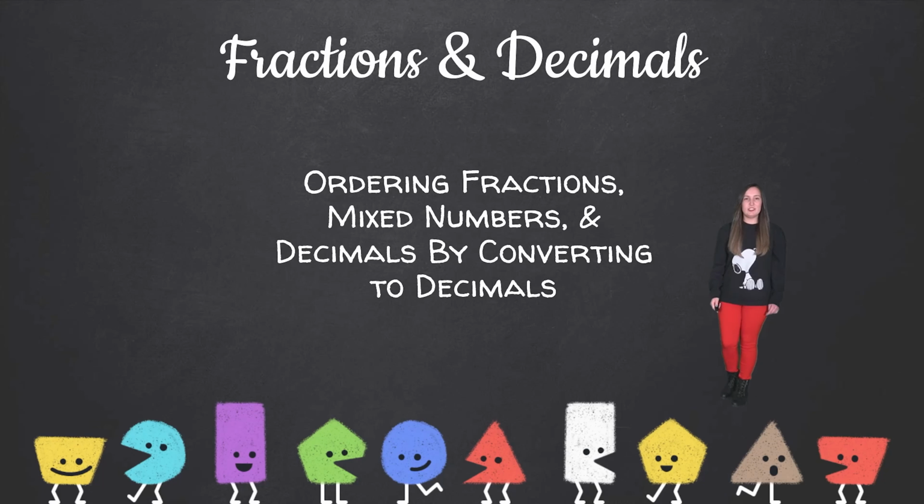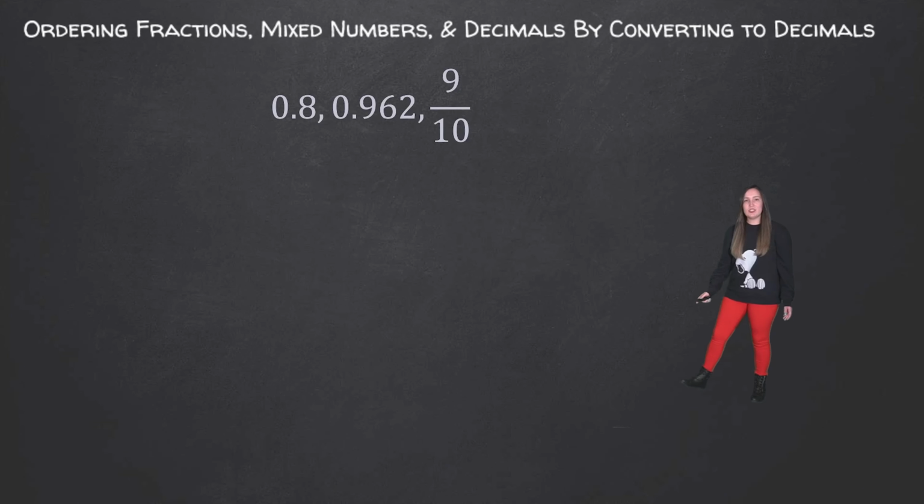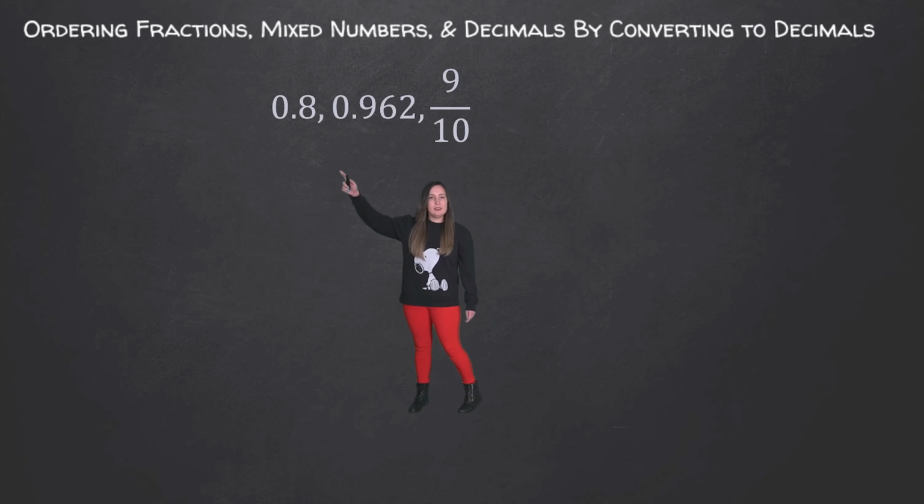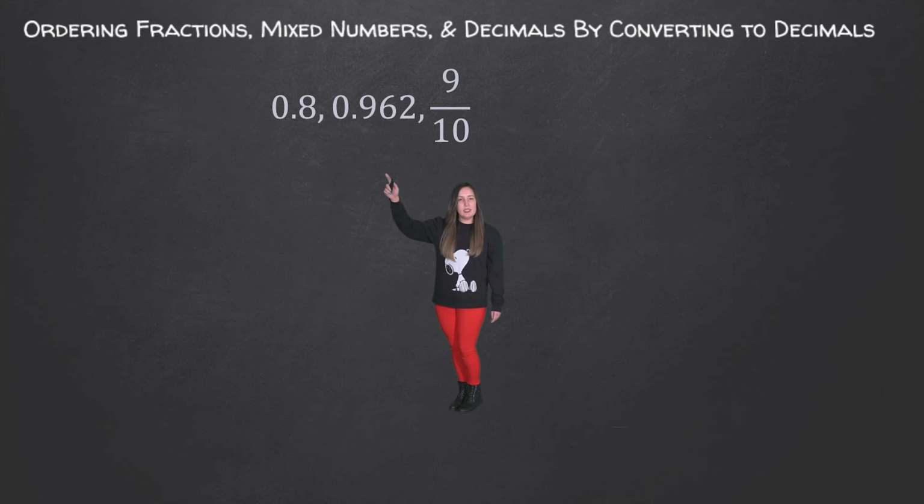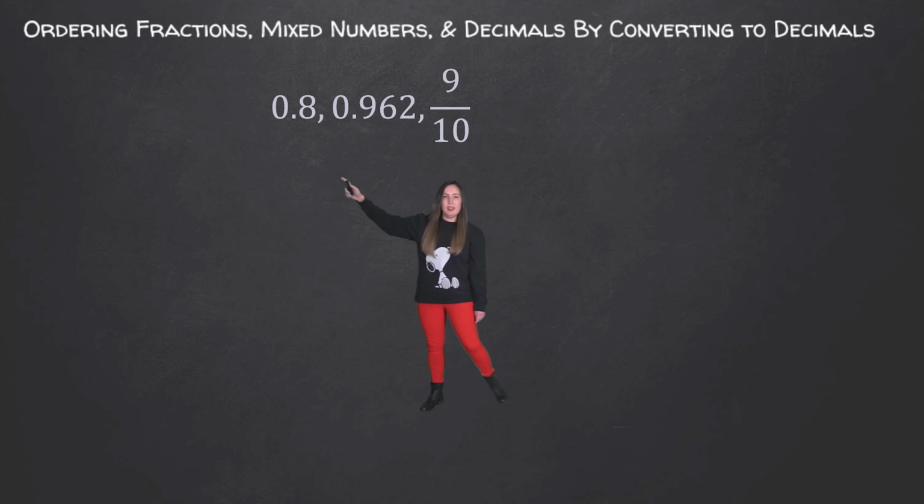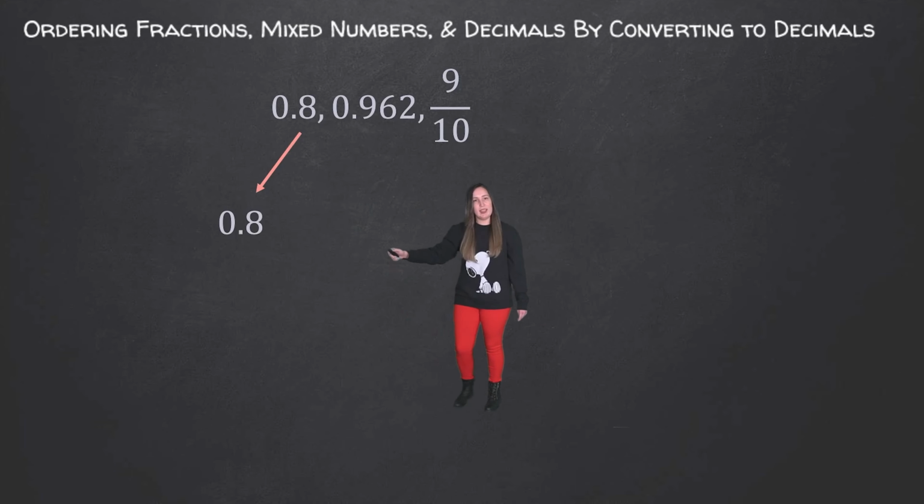Hello, mathematicians. Today we're going to be learning about fractions and decimals, more specifically about ordering fractions, mixed numbers, and decimals by converting to decimals. To get us started, we have 8/10, 962 thousandths, and 9/10. Well, 8/10 is already a decimal, so we're going to go ahead and rewrite that.